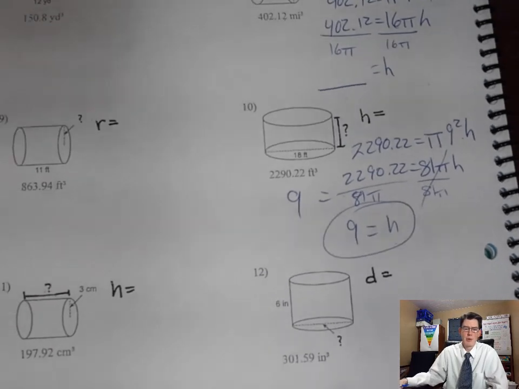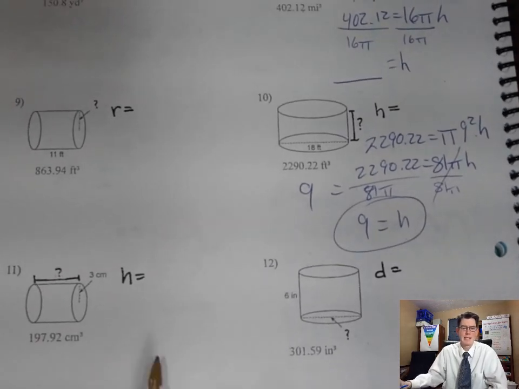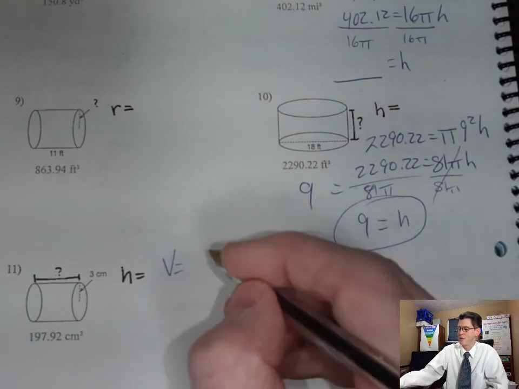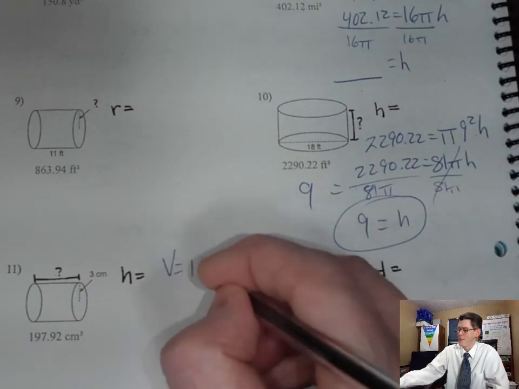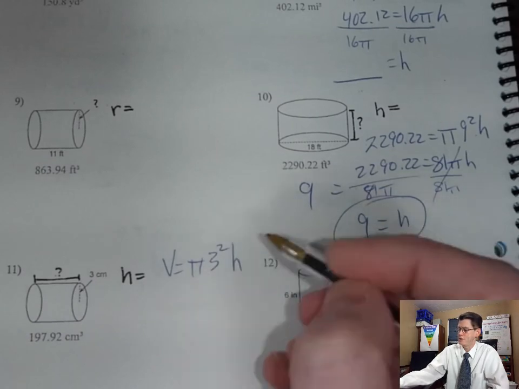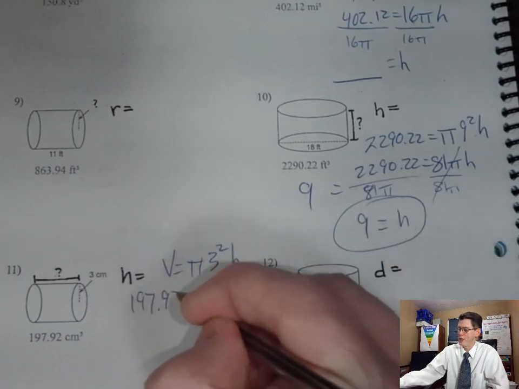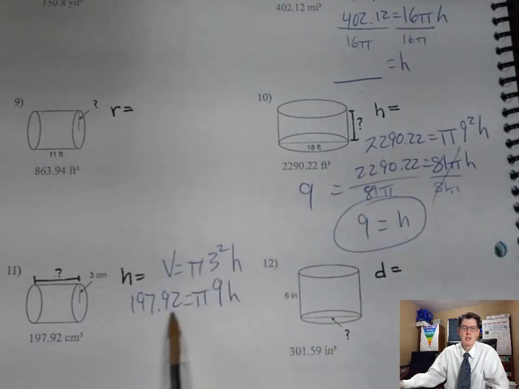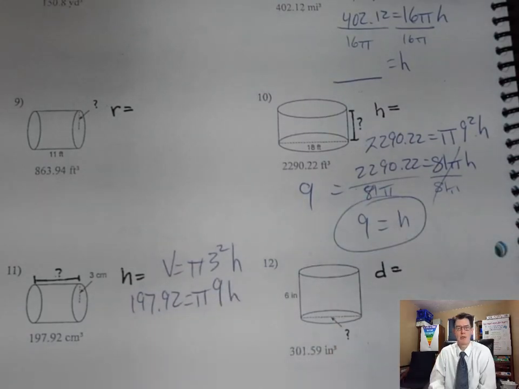We could go through the same process on 11, but at this point, we're past 10 minutes. You know what you're doing. You know this is just volume equals pi r squared h. So 197.92 is pi r squared h, and then just divide both sides by 9 pi to get the answer in the answer key.